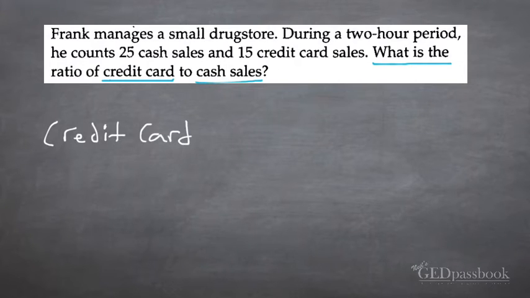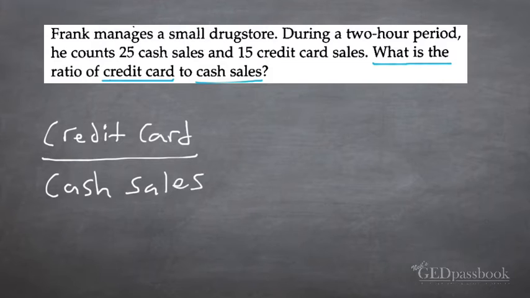Credit card, in whatever way you want to write your ratio. In this case, I'll go with a fraction. Again, you could have done credit card to cash sales. You could have done credit card colon cash sales, or in this case, credit card over cash sales, which is the same. They're all ratios. But if it helps, you could always write out what they're asking for in the format that you're going to lay out your ratio. And all you have to do now is go and hunt down those numbers.